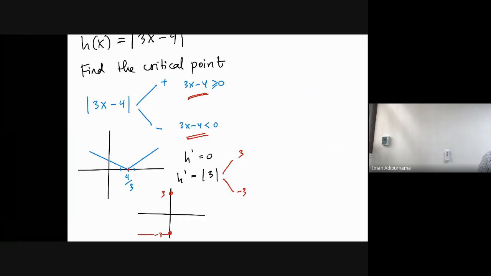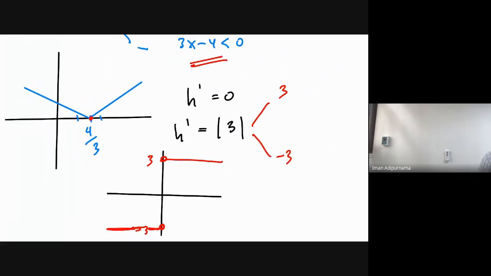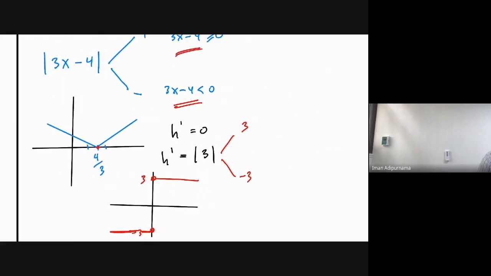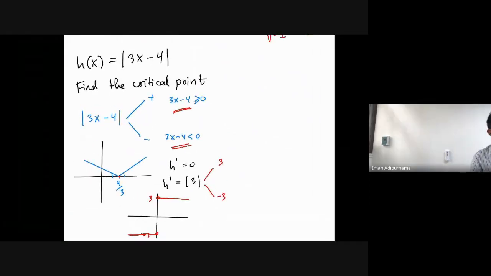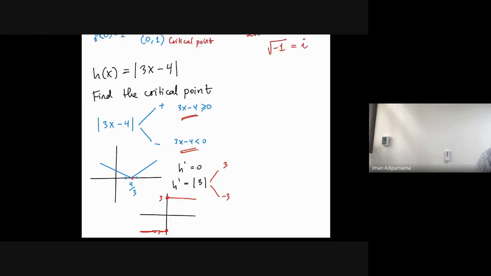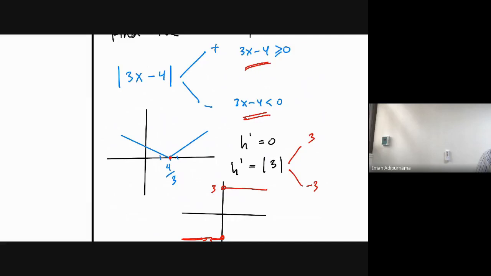So here, you see that at this point here, it's not included in the equation. So the critical point is, we still say this 4/3 is our critical point.